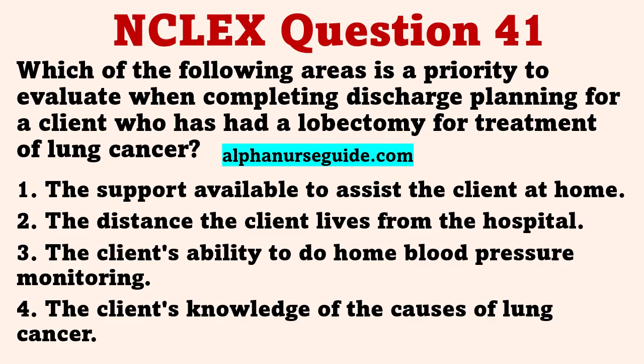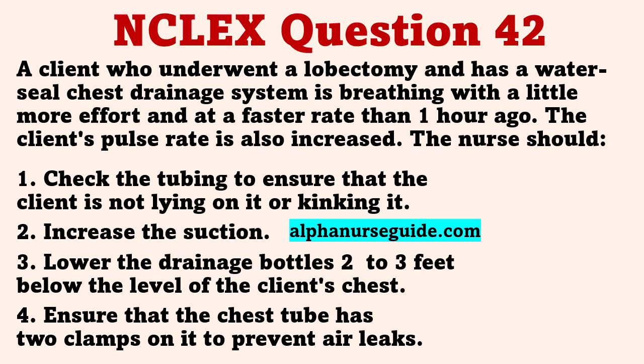A client who underwent a lobectomy and has a water-sealed chest drainage system is breathing with a little more effort and at a faster rate than 1 hour ago. The client's pulse rate is also increased. The nurse should: 1. Check the tubing to ensure that the client is not lying on it or kinking it. 2. Increase the suction. 3. Lower the drainage bottles 2 to 3 feet below the level of the client's chest. 4. Ensure that the chest tube has 2 clamps on it to prevent air leaks.